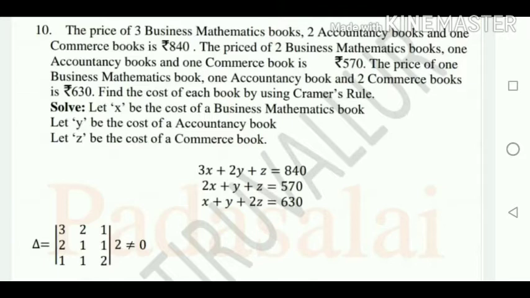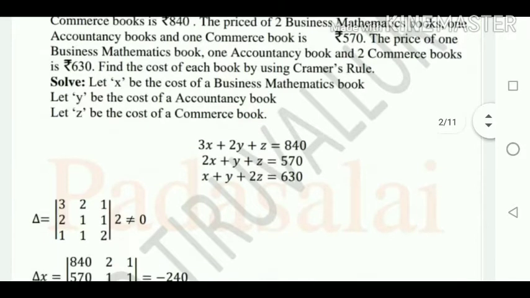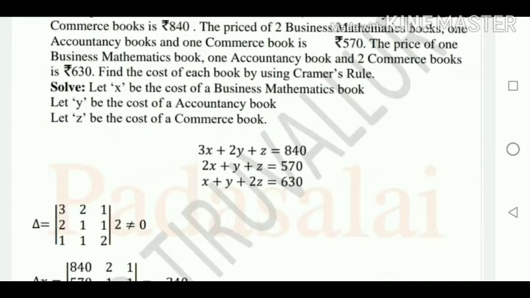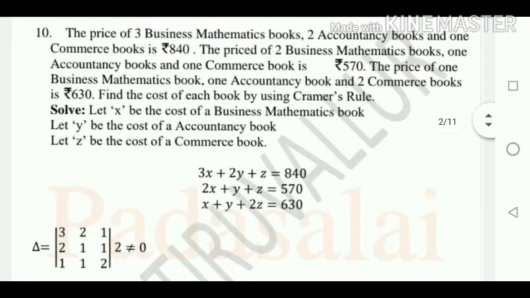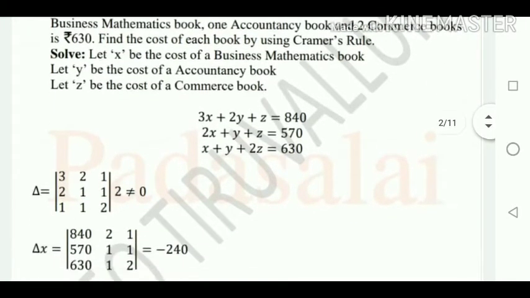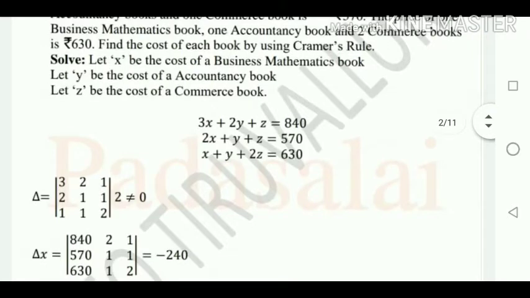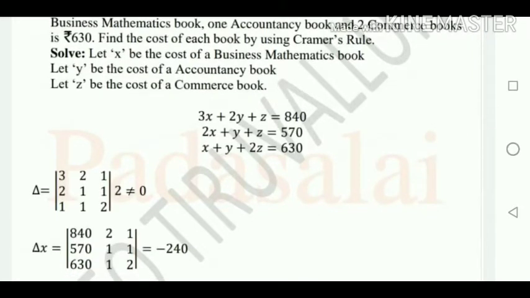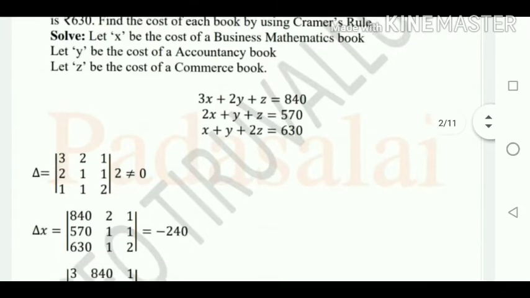So the price of 2 business mathematics books is 2x, and 1 accountancy book and 1 commerce book is 570. Therefore 2x plus y plus z equal to 570. The third line states the third equation. The price of 1 business mathematics book, 1 accountancy book and 2 commerce books, that is x plus y plus 2z equal to 630. Find the cost of each book by using Cramer's rule.